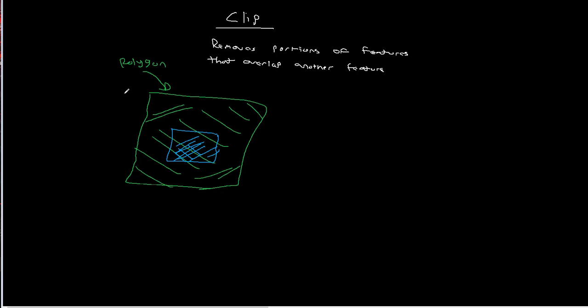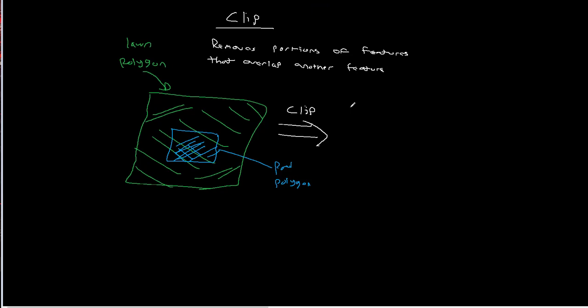So we have our lawn here, our lawn polygon, and then here we have our pool polygon. And so what you might be interested in doing is saying, hey, can I just take the pool out of my lawn? Well, absolutely. That's what CLIP will do. CLIP will remove the portion of the lawn polygon that is overlapped by the pool polygon. Okay, so let's say that we run CLIP.